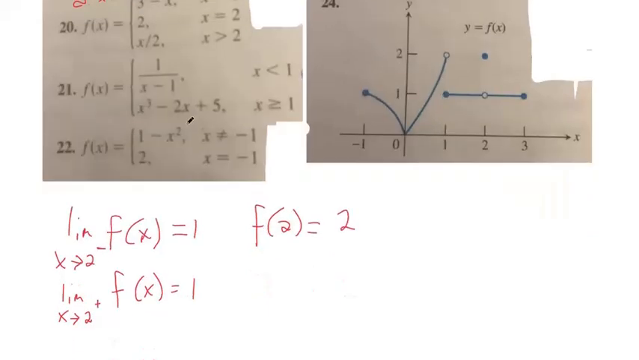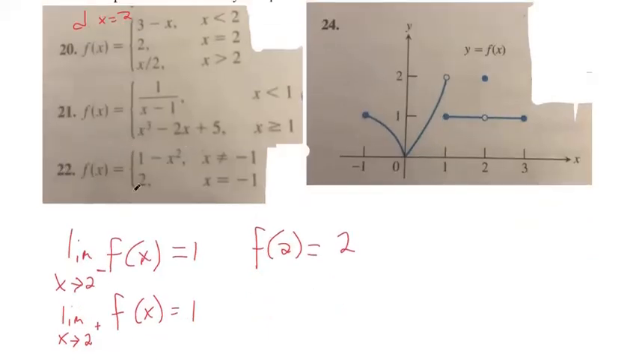I'm really tired. So this one, question 22, same type of thing. We want to check at -1. This is x does not equal -1. Okay, so you only use this piecewise function. You use this actually all the time because this is when x does not equal -1. If x does equal -1, then you spit out a y value of 2.